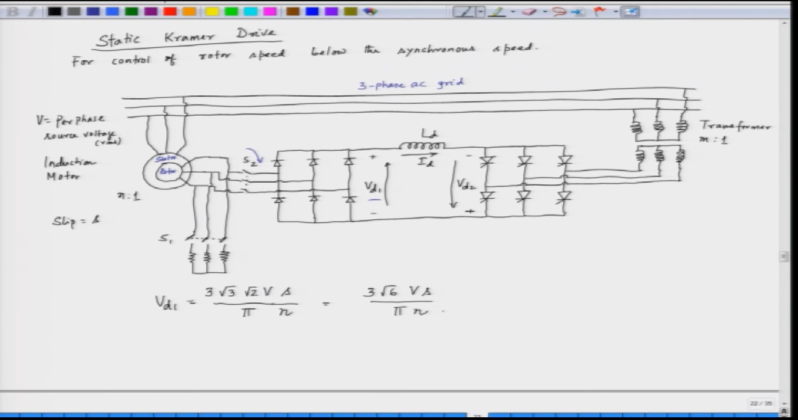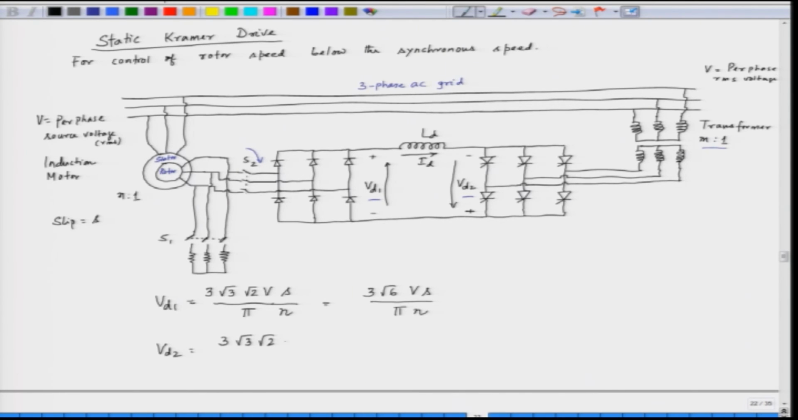Now, what is VD2? VD2 is here, and VD2 is coming through a transformer. That transformer is an m:1 transformer. So, we will write down the expression for VD2. VD2 is equal to 3 into root 3 into root 2, again the phase voltage here is also V. So, V is the per phase RMS voltage.